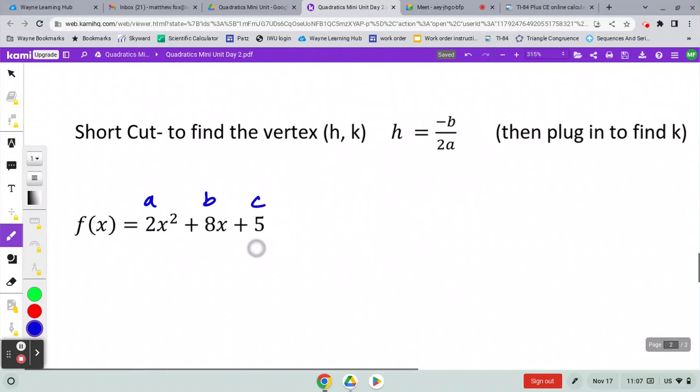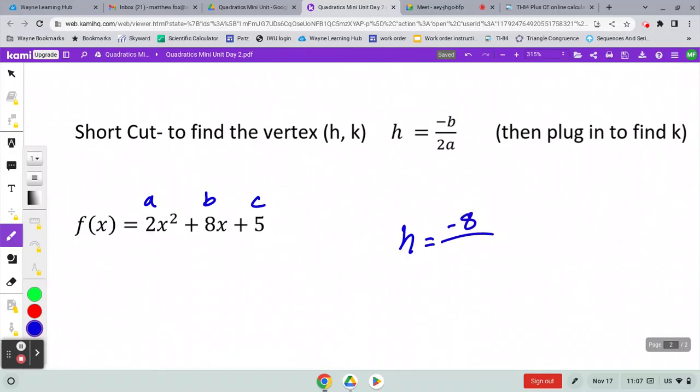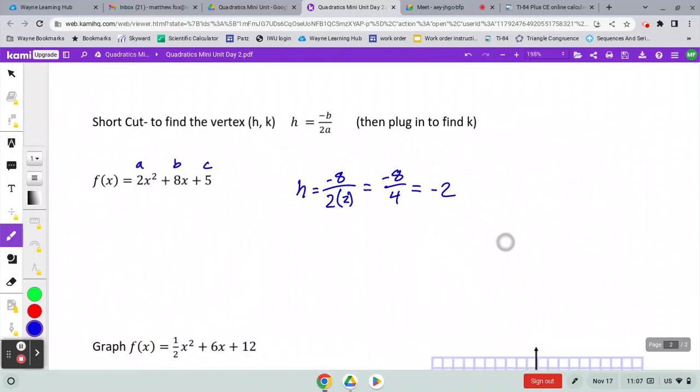Okay, so negative b over 2a. This tells us h, which is the x value of our vertex. So, yep, opposite of whatever b is. So that'll be negative 8 in this case, over 2 times, what is a? 2. And at this point, we get negative 8 over 4, which gives us negative 2. That's my x value. Okay, now, what will my y value be?